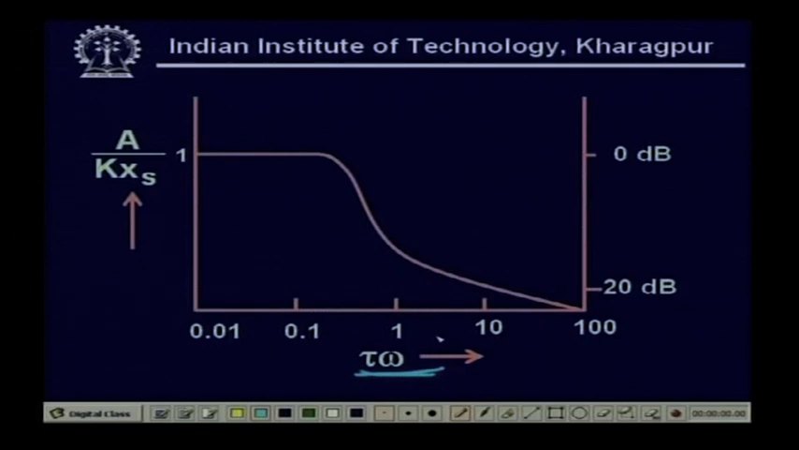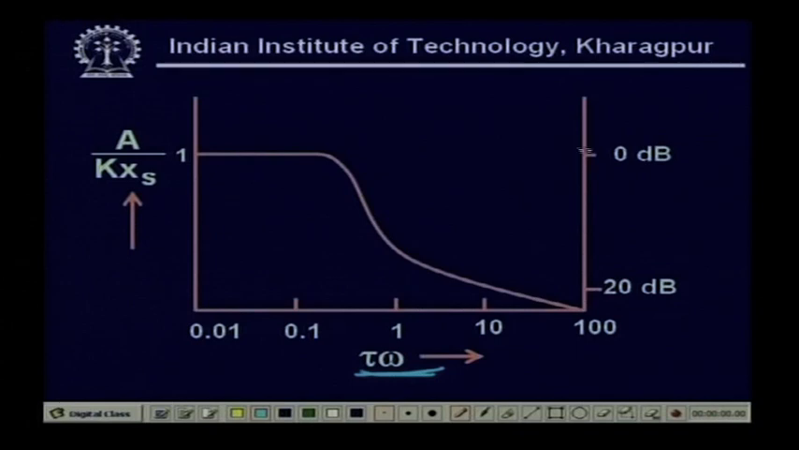So, this is the frequency response of a first order system with sinusoidal input, right. Since it is normalized, this output will be 1 and 20 log 10 of A by k x s will be 0 dB, right. You can see here that as we increase the frequency, there is a roll off, and for the first order system this will be minus 20 dB per decade, right. So, the flat response, after that it will start to fall.